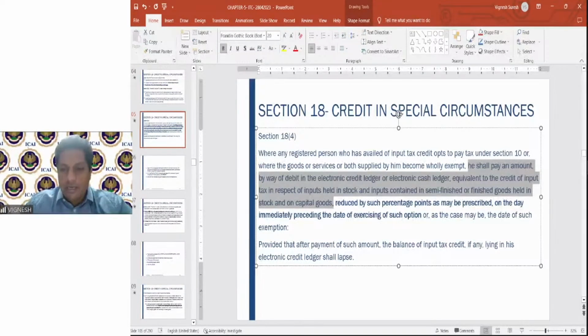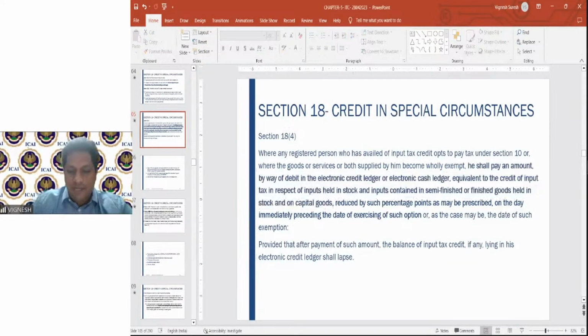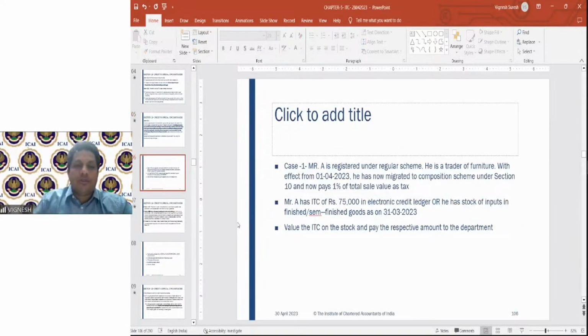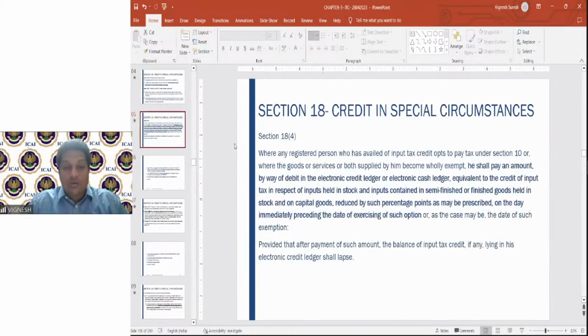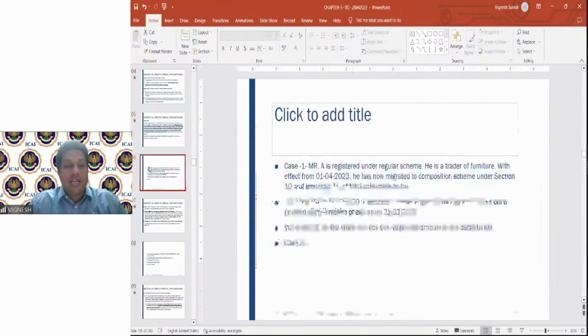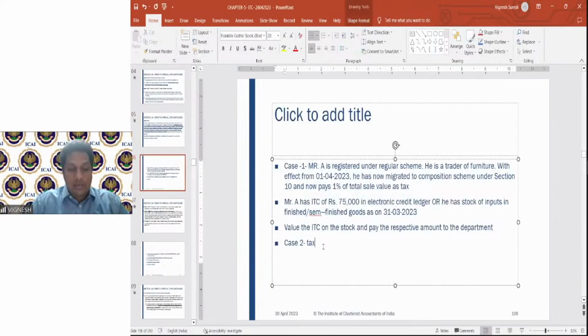Now, okay, it is basically this shifting from the regular scheme to the composition scheme. Case 1 is similar. Case 2 is again similar. Wherein here what is happening? You are shifting to where the goods become exempt. You see here, the second one, the goods or services supplied by him become only exempt. So case 2 is taxable supply becoming exempt.